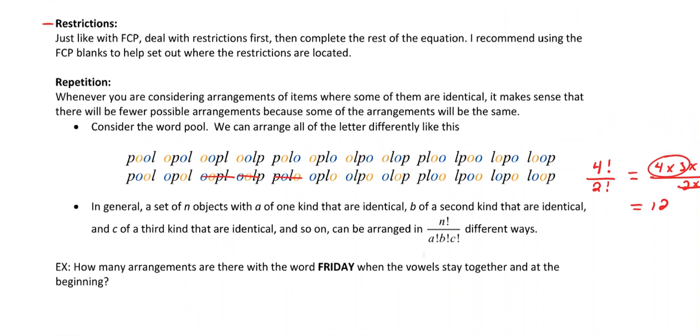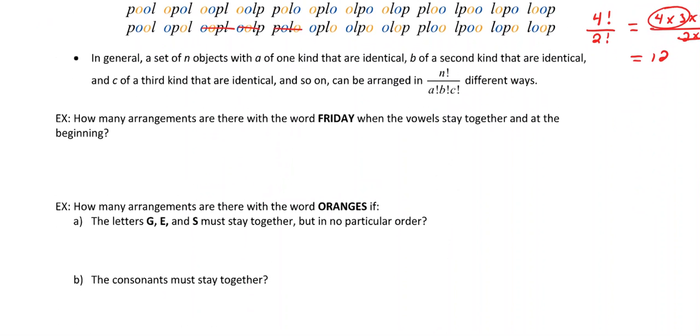So actually, this first part, we're going to do some restriction stuff. This first example says, how many arrangements are there with the word Friday when the vowels stay together and at the beginning? All right, so let's make our spaces again. So we got 6 different spaces there. And it's saying that the vowels have to be at the beginning. So, let's think about it this way. So we could have I in that spot, and we could have A in that spot.